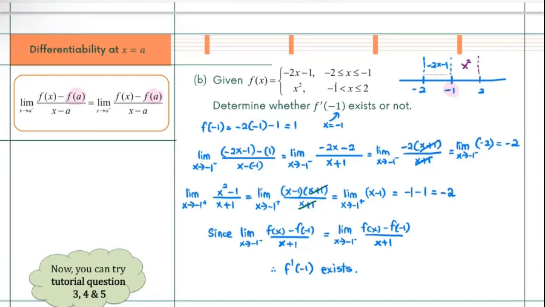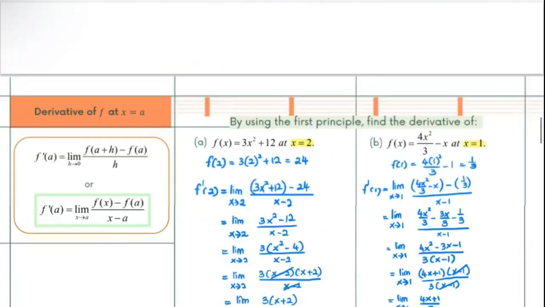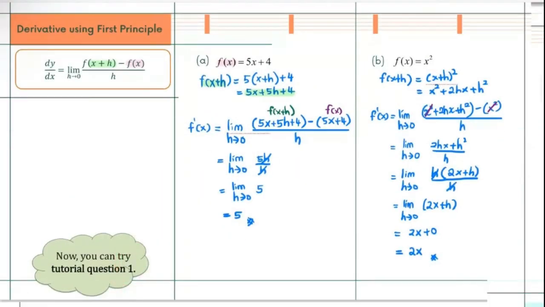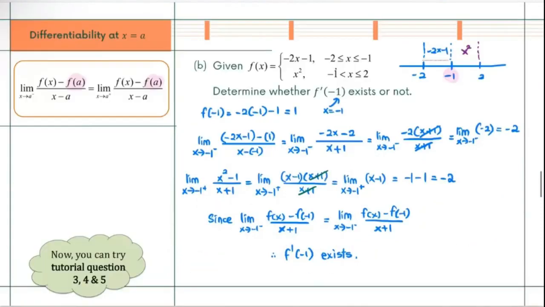So if you guys have already understand all the steps untuk differentiability dan juga yang berkaitan dengan limit ini, so that means you can do tutorial question 3, 4, 5 and 1, 2 juga. 1, 2 tu yang atas ni. Ni yang nombor 2, nombor 1 yang mana? Oh here. Okay, so dah boleh cubalah soalan-soalan chapter 9.